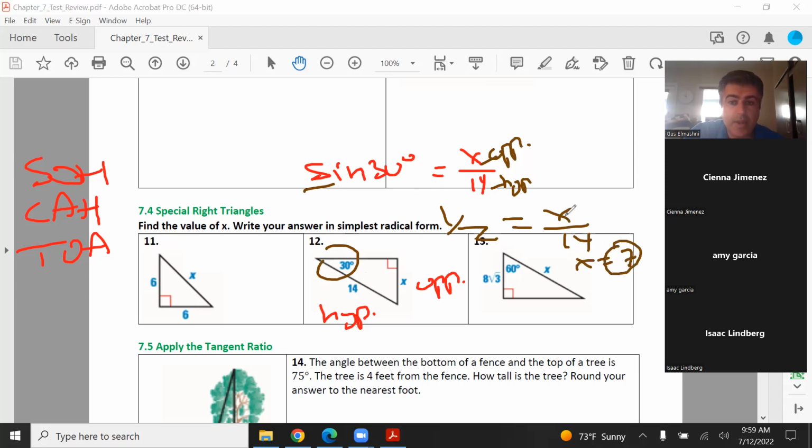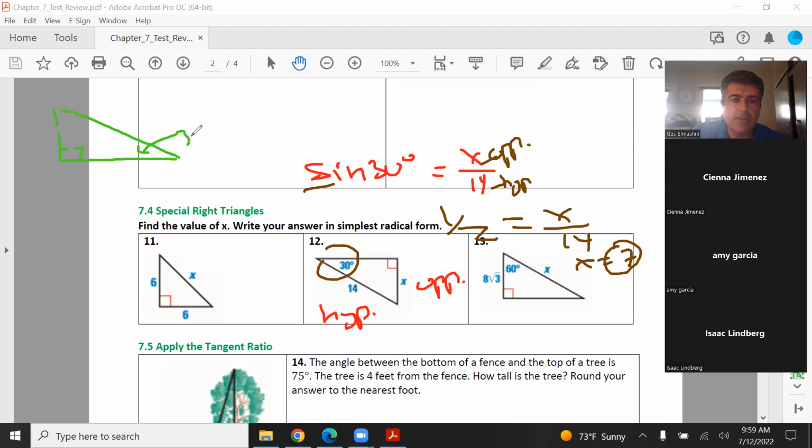So you could use trig to do these problems. I won't fault you for that. That's totally fine. But you don't have to use trig if you know the ratios. So a 30, 60, 90 triangle follows this ratio here.